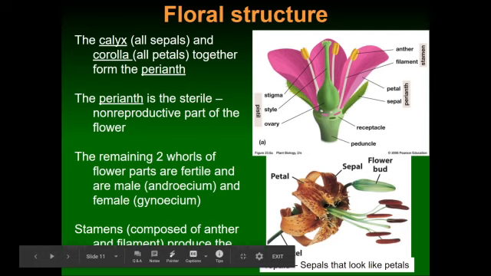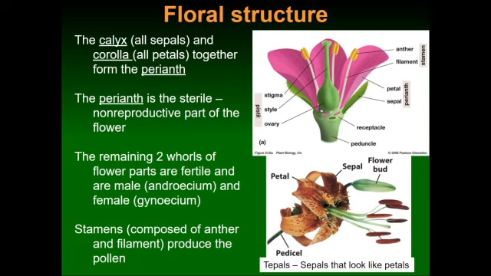So stamens, you've got an anther and a filament. If you're talking about all of the stamens together, it's called the Androecium. If you're talking about all of the female parts, it's the Gynoecium.